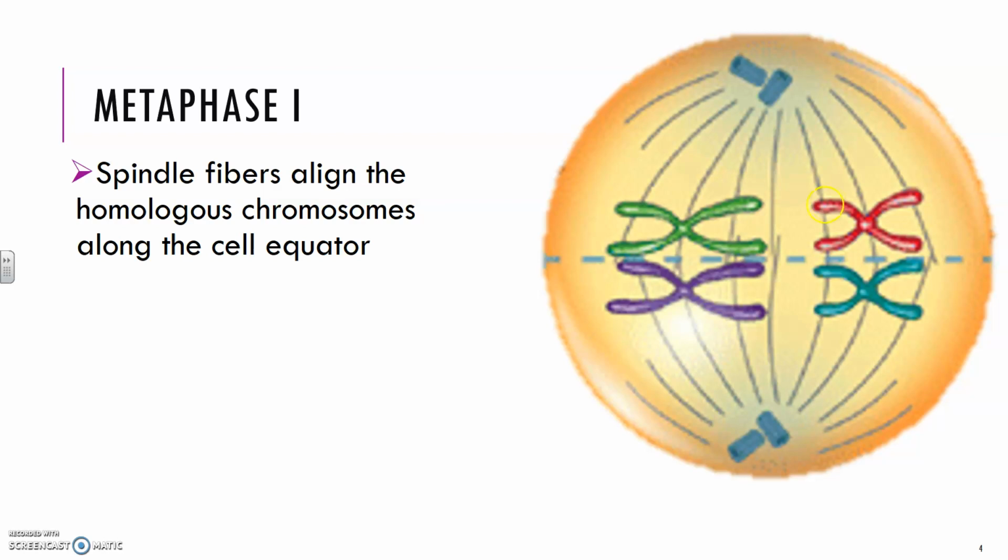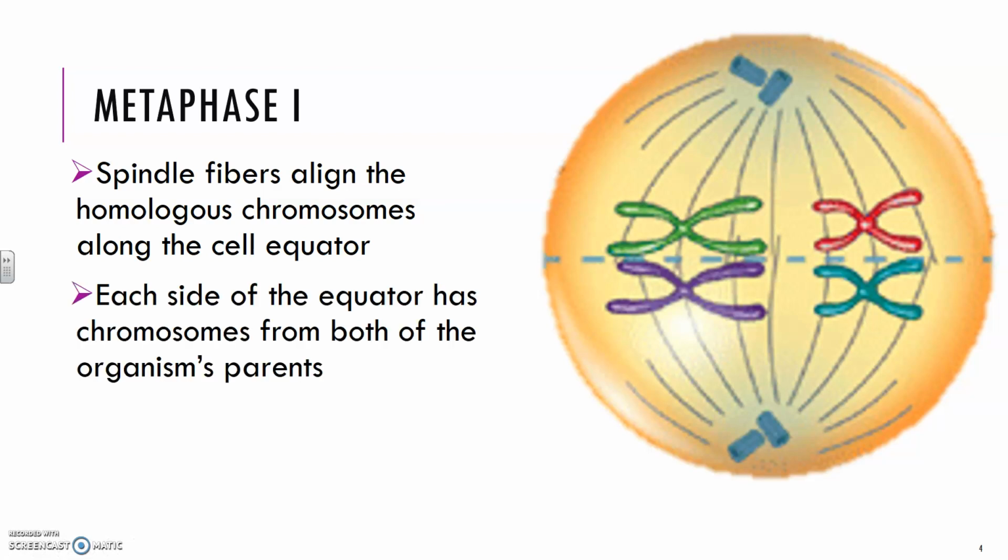Okay, what you'll notice, it doesn't matter what side of the cell it puts the chromosome that originally came from the dad or from the mom. Okay, because we said that the purple and the red were from the mom, and the green and the teal were from the dad. Okay, at this point, it really doesn't care the distinction of where these chromosomes came from. Okay, just so long as they have homologous pairs and they pair up during this stage. Okay, so each side of the equator has chromosomes from the organism's parents. Okay, so from both of them.